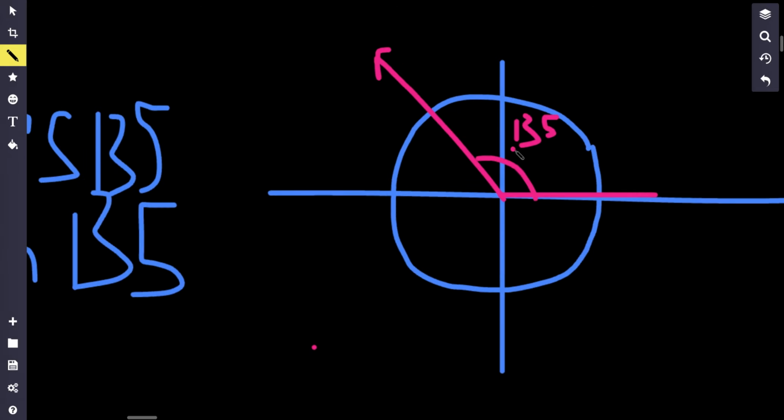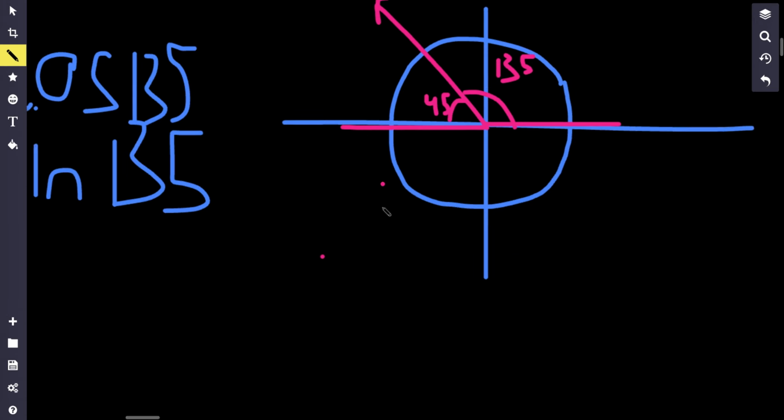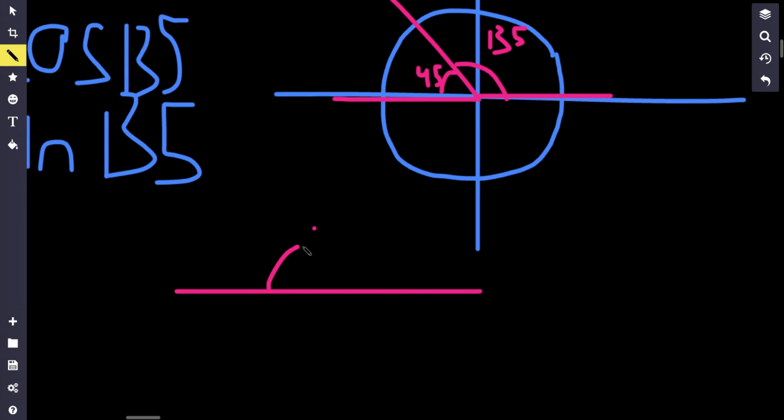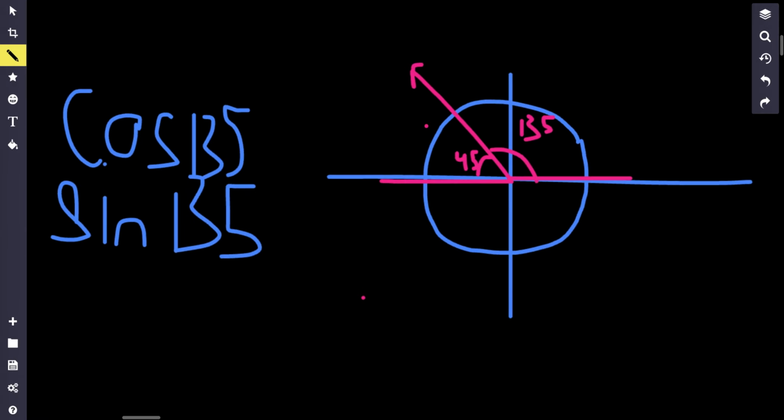If this is 135 degrees, well, this angle right over here has to be 45 degrees, because they are supplementary angles, and they have to add up to 180, right? A straight line has an angle of 180 degrees. So if one part's 135, the other part has to be 45, because 135 plus 45 gives you 180. And now we're going to do the same process as before.